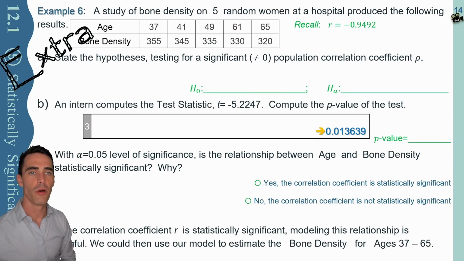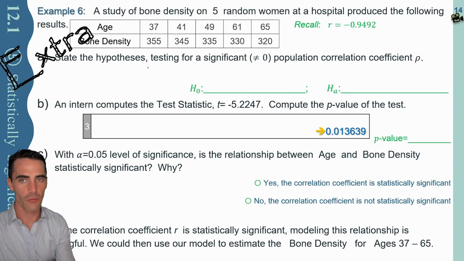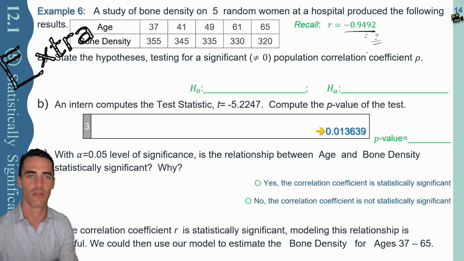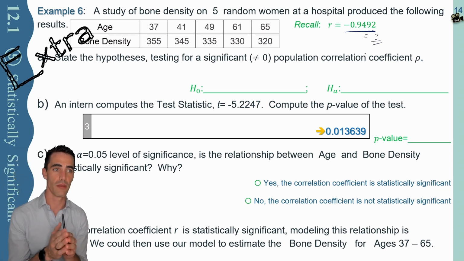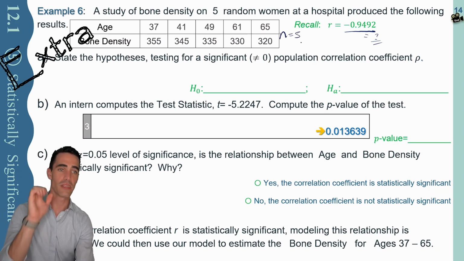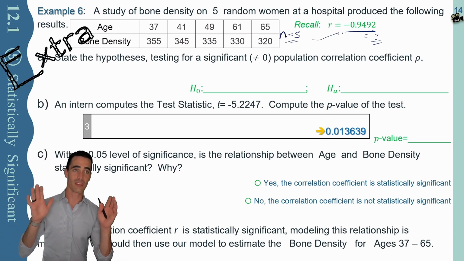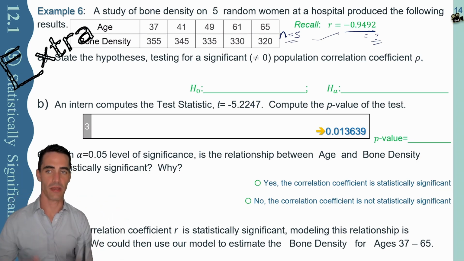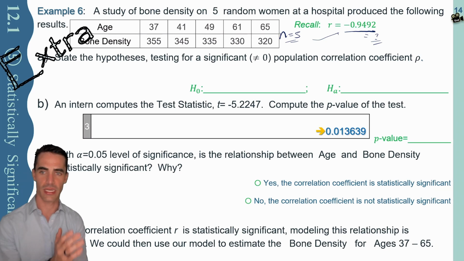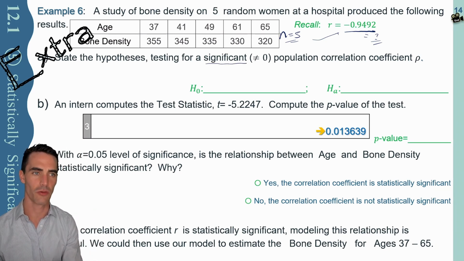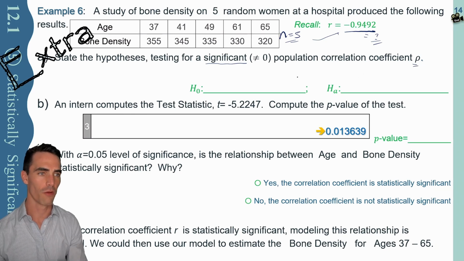If you remember that bone density example we talked about earlier of those 5 women, we had different ages, different bone densities, and we had an r value, a correlation coefficient, of negative 0.9492. And the big question to ask is, is this even significant? Certainly they're strongly related, but is that a strong enough relationship based on just those 5 women, or n equal to 5, to say that as a whole, women in this hospital, let's say, have this same exact relationship, that the age will help predict bone density? State the hypotheses for testing for significance, not equal to, for the population coefficient rho.